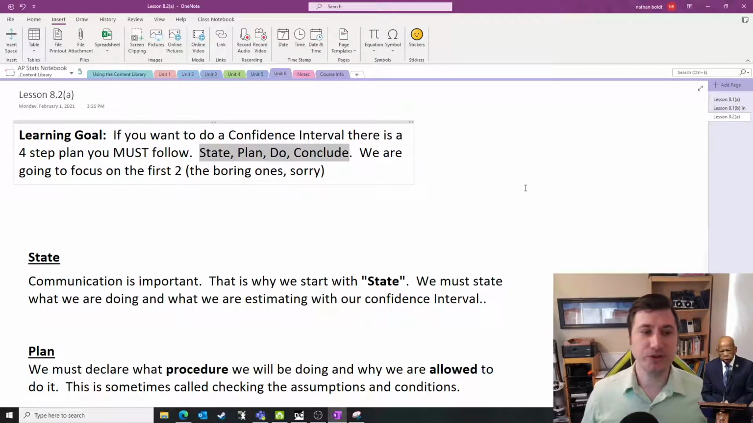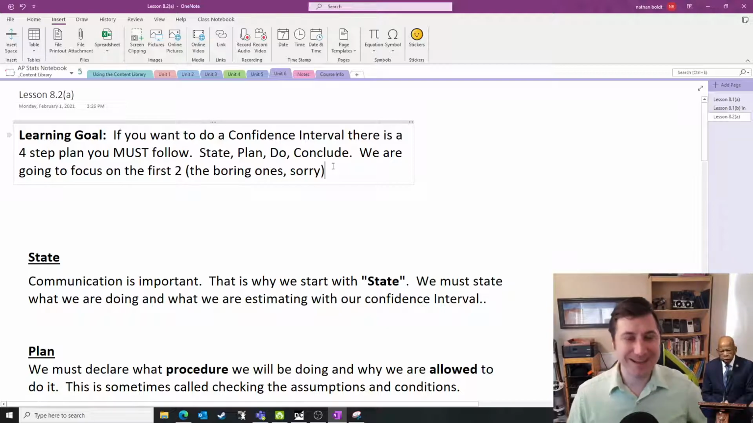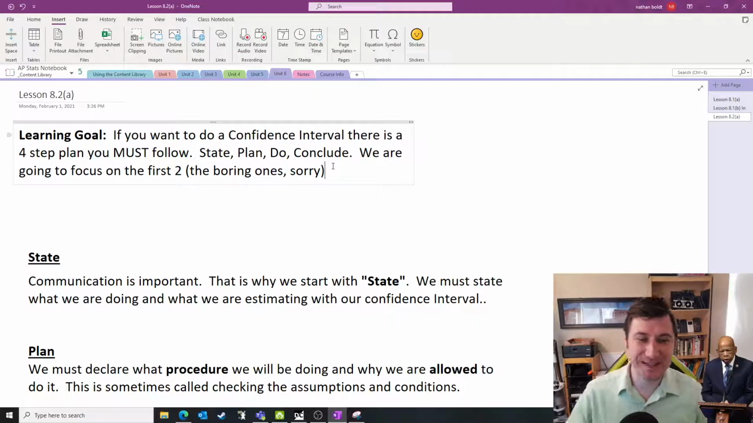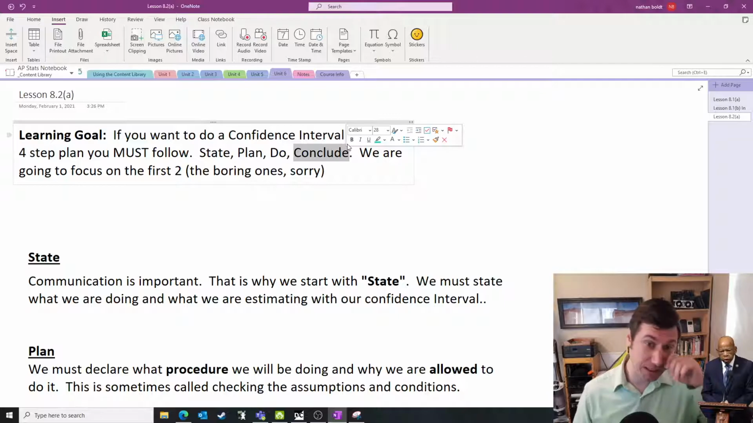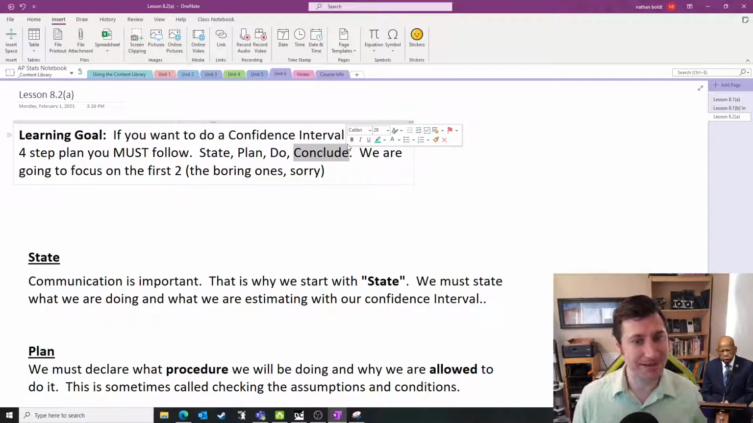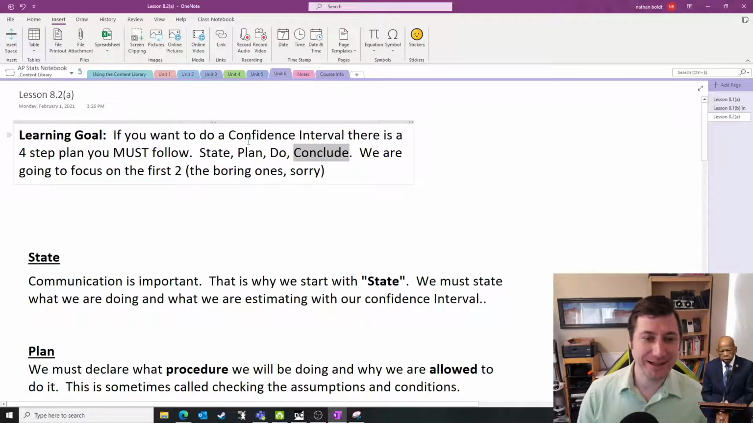In this video, we're just going to focus on the first two steps, which are, yes, the most boring ones, but they are sort of necessary because they set everything up, kind of important, the setup. So we're going to do the state and the plan. We've actually sort of done the conclusion already. You know how to interpret a confidence interval. You've written that sentence. So that means next time in class, we simply have to do the do.